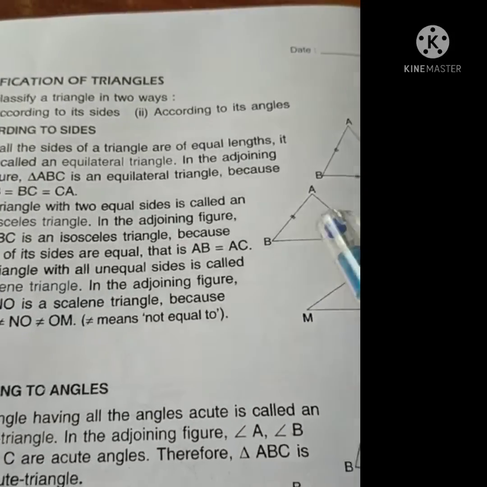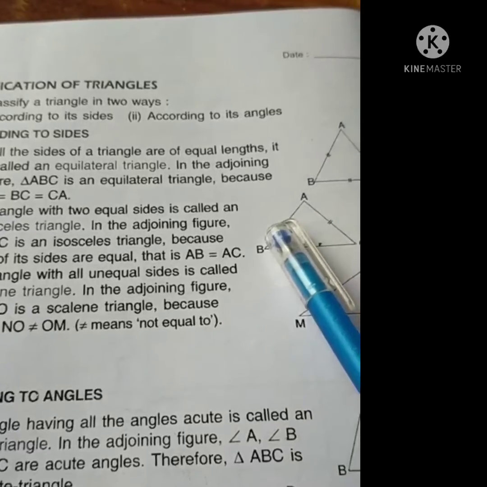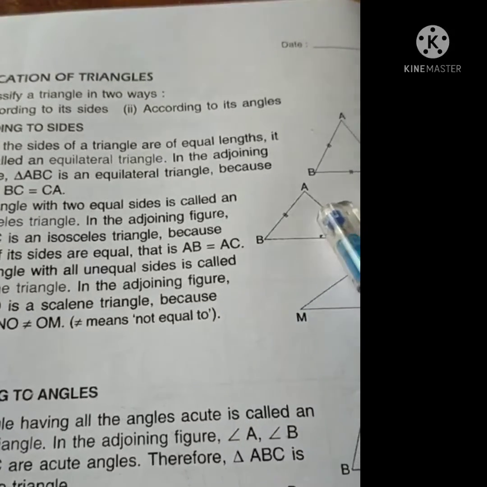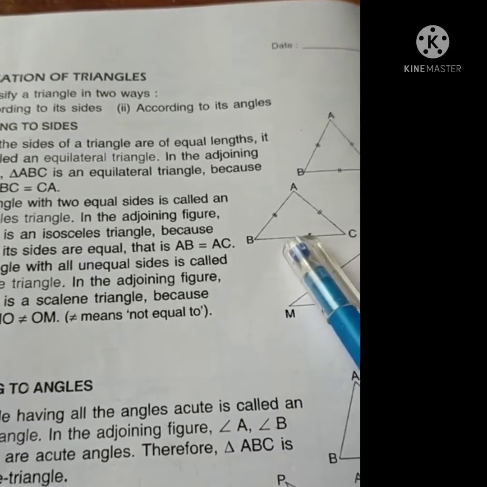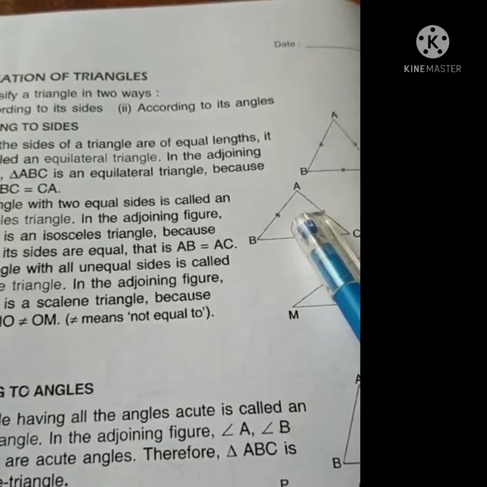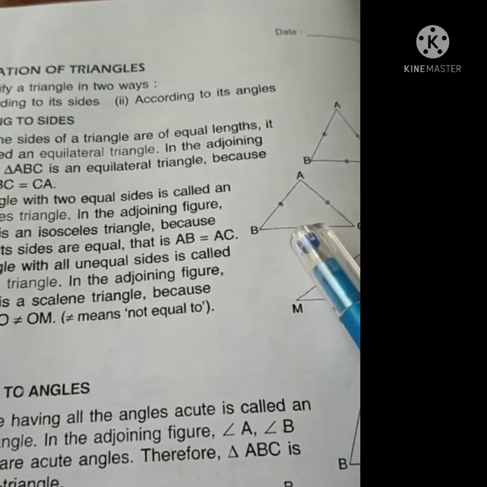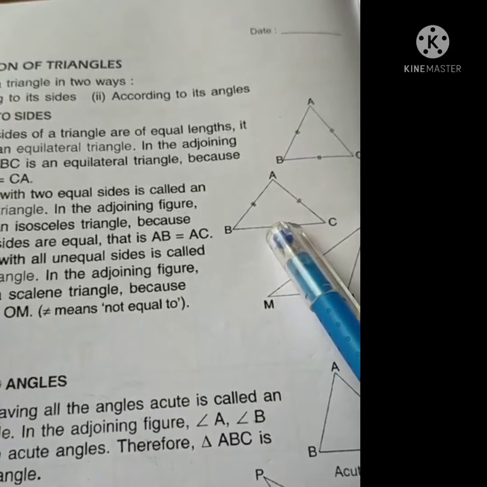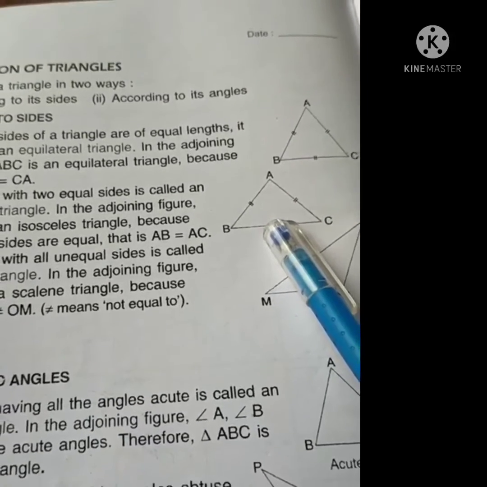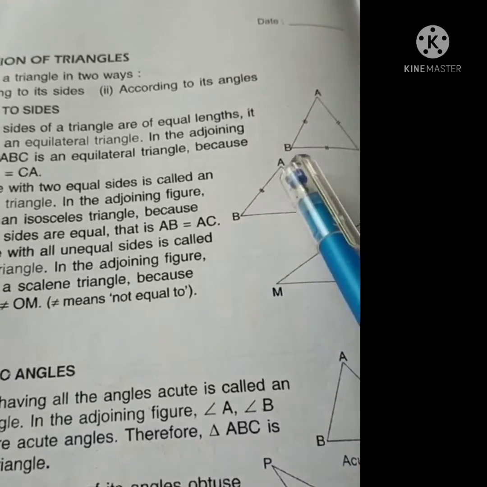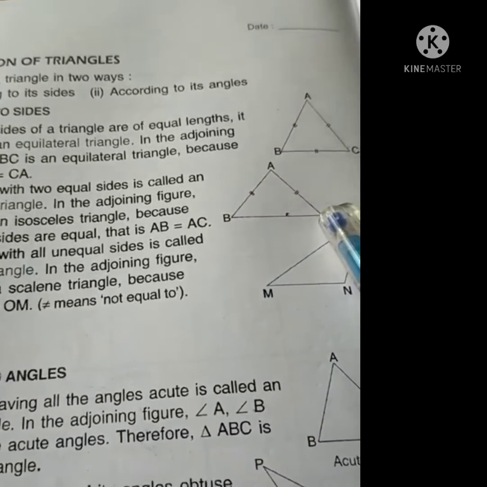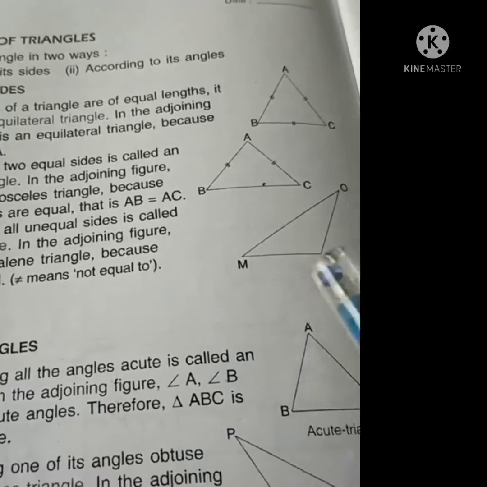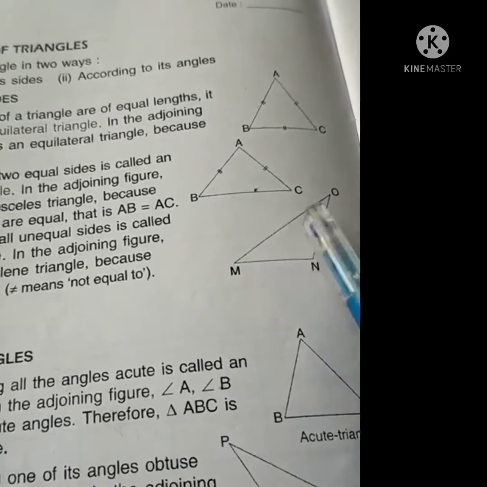Now another, if 2 sides are equal, अगर 2 sides same हैं और तीसरी side अलग है, so this is an isosceles triangle. Any 2 sides are equal, then this is an isosceles triangle. So side AB is equal to side AC. This is an isosceles triangle.